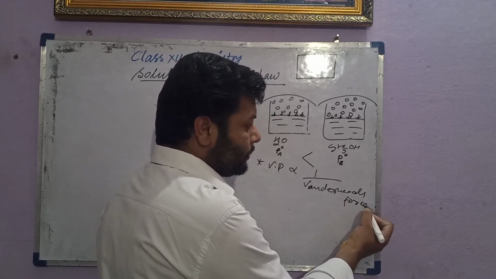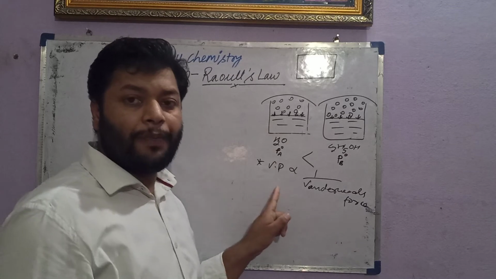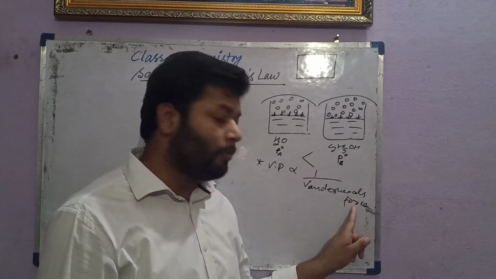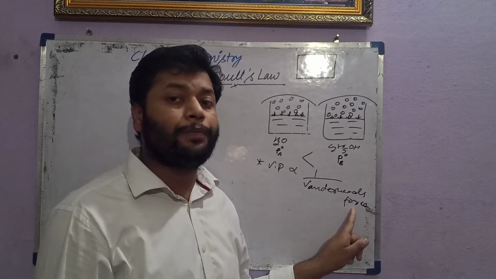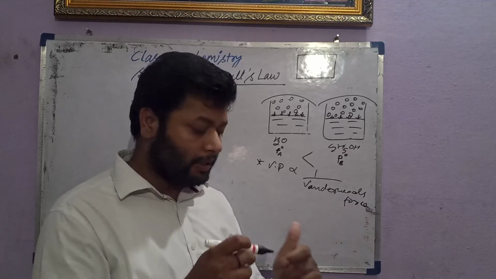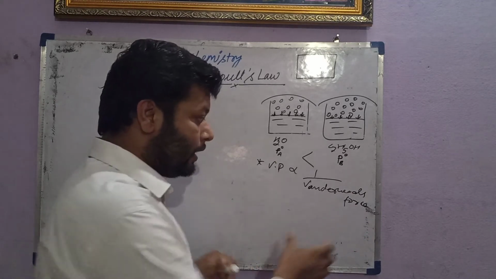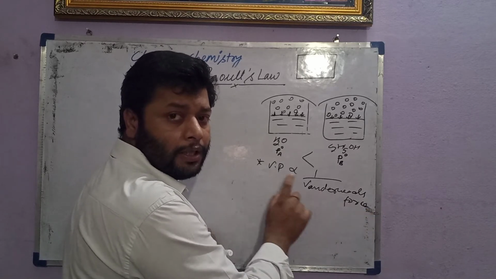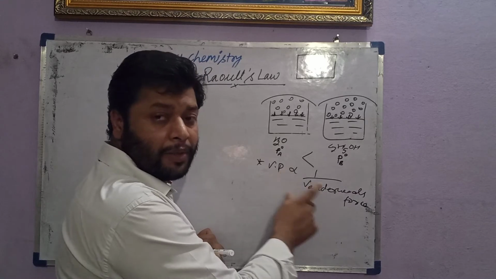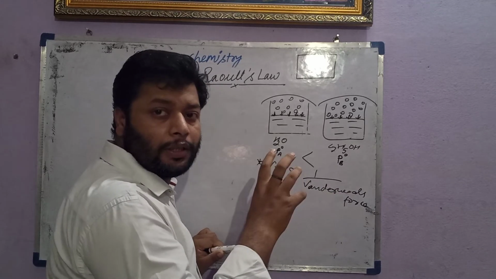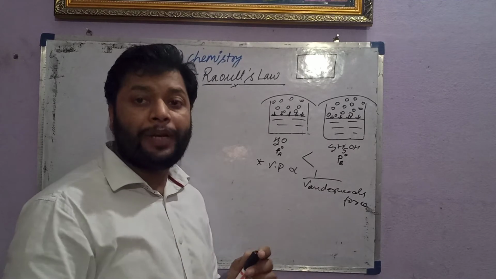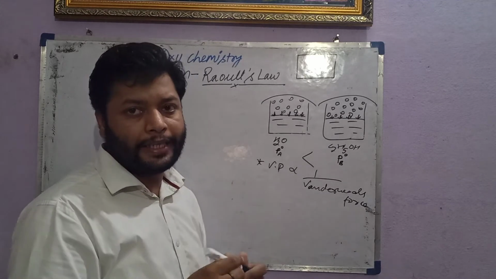The vapor pressure of a liquid must be inversely proportional to the van der Waals force among the molecules of the liquid. The stronger the van der Waals force, the smaller will be the vapor pressure, because the van der Waals force decreases the tendency of evaporation for any given liquid at a given temperature.